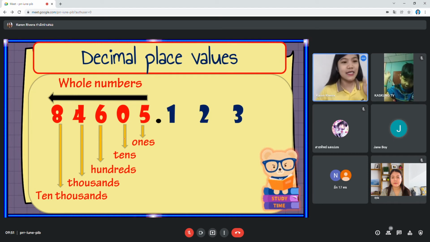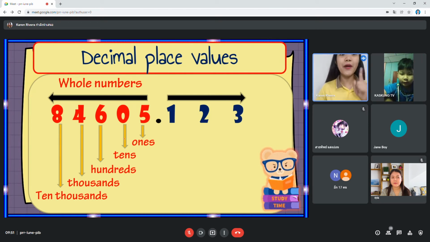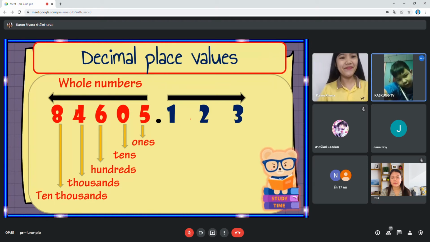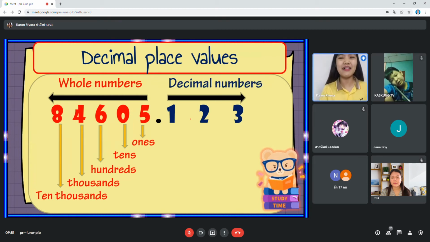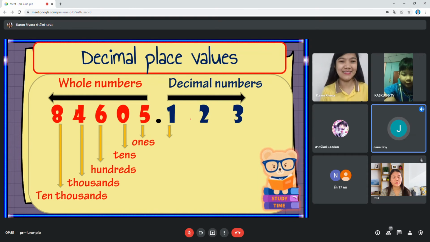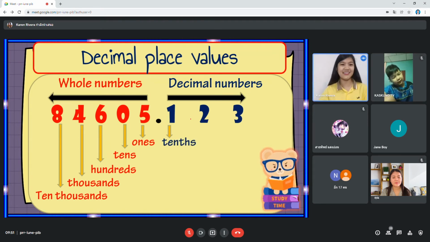Okay? Next, let's proceed to the color blue. What part of a decimal is that? What part of a decimal? This color red is whole numbers. How about the color blue? What is that? Decimal number. Good job. That is decimal numbers. Now, what is the place value of number 1? Tens. Yes. Very good. This is tens. Number 2.